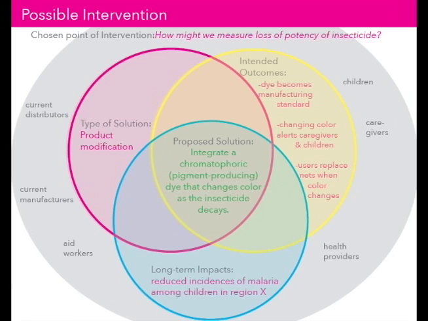So your intended outcomes you see in the yellow circle, that these are the changes that you would expect people to make. And in the blue circle, the long-term impacts. And then in the outer gray circle, you see your primary users and stakeholders.